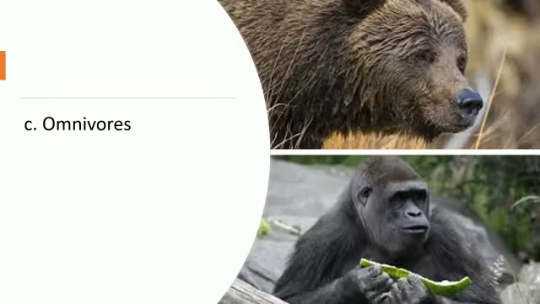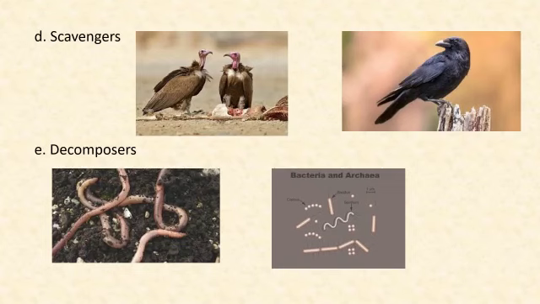Omnivores. Animals that obtain their food from both plants and animals are called omnivores. Example, monkey, chimpanzee, human, bear, etc. Some of the organisms around us perform the function of cleaning and conserving the environment by the very act of feeding themselves. They are called scavengers and decomposers.